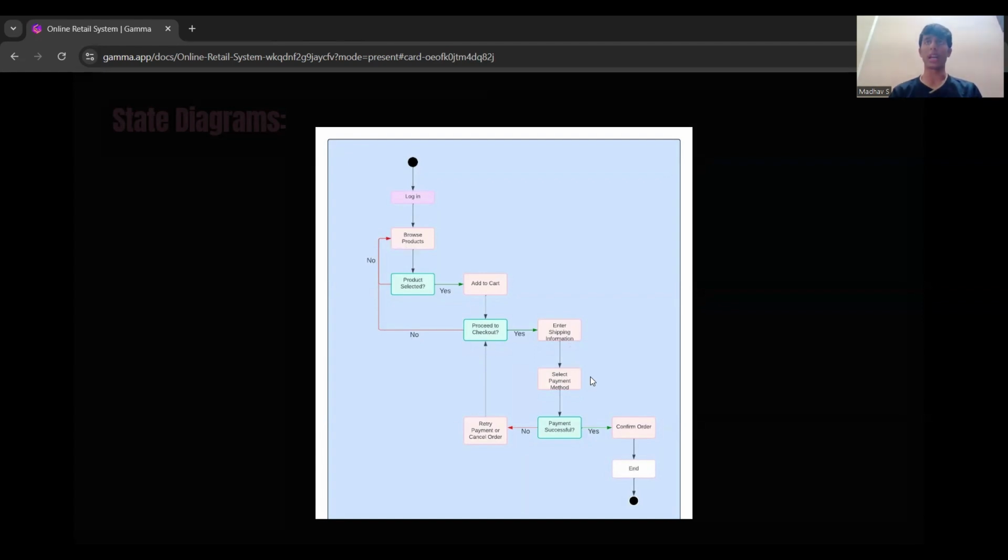Payment methods can be, for example, Google Pay, UPI or card, like credit card, debit card, etc. So once the payment is successful, the order is confirmed and it ends. But if the payment is not successful, the customer gets two options, either to retry payment or cancel order. If the customer chooses to retry payment, it goes back to payment successful. But if the customer wishes to cancel the order, it goes back to the checkout page.